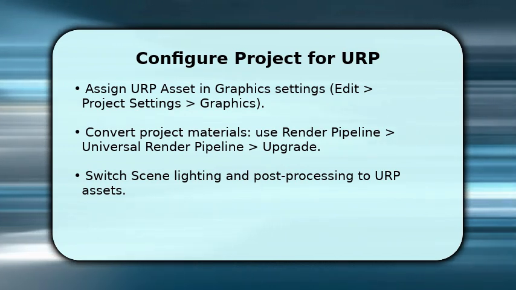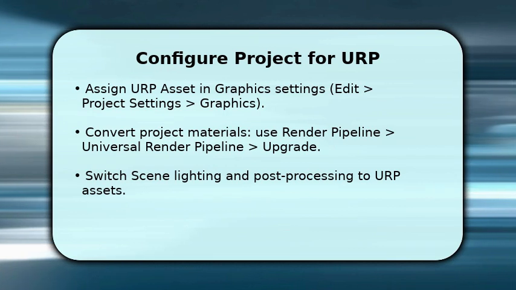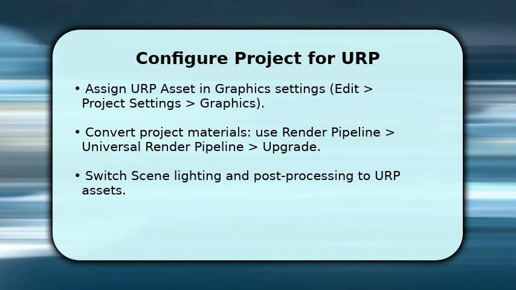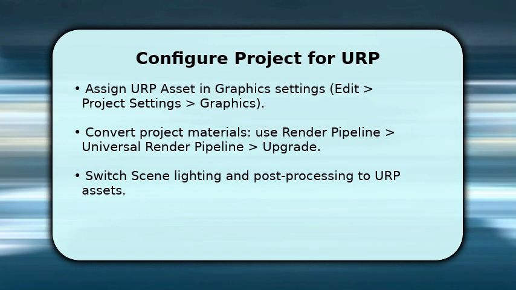Next, use the Render Pipeline menu to upgrade project materials and lighting to URP-compatible versions. This converts shaders and prevents visual breakage. You should check scene cameras and post-processing stacks, replacing legacy components with URP volume and renderer features, so rendering behavior and performance match expectations across platforms.